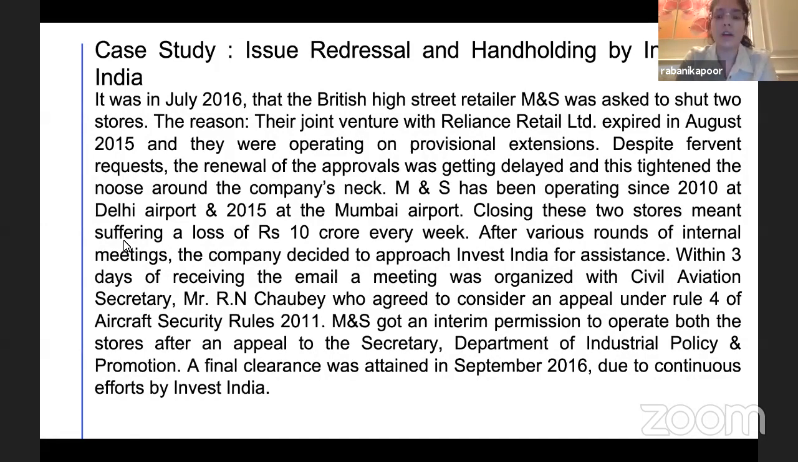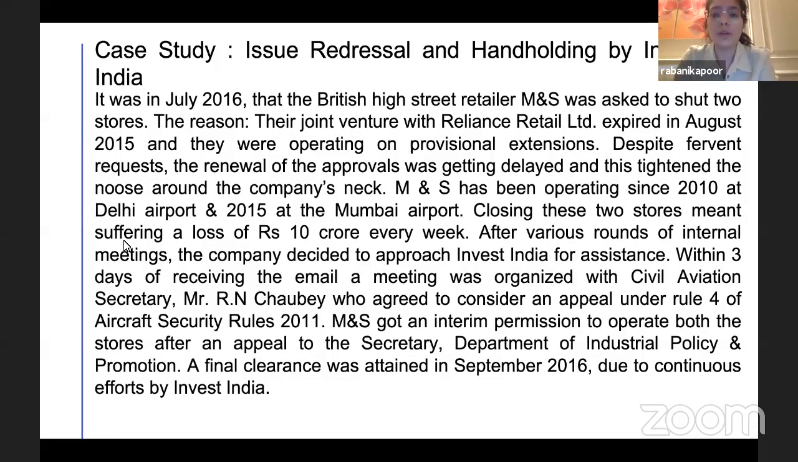So this is a brief case study on Marks and Spencers, which is basically a British retail high street retailer. So M&S was asked to shut down 2 stores, namely in the Delhi airport and the Mumbai airport, because their joint venture with Reliance Retail expired and they were operating on a professional extension. With this, M&S was going to suffer a loss of approximately 10 crore rupees every week, which is a huge amount. So when Invest India, which is our country's IPA, intervened and reached out to the concerned agency, M&S got an interim permission to operate both the stores.